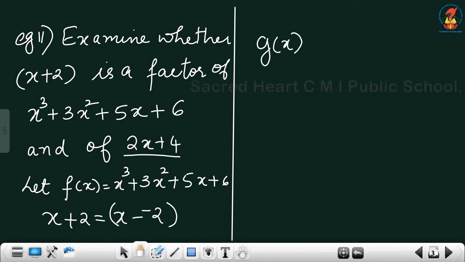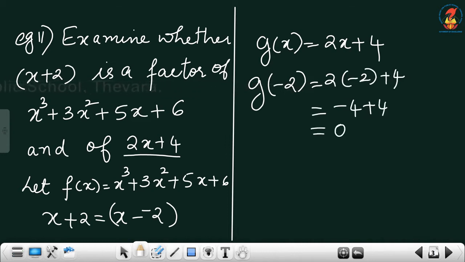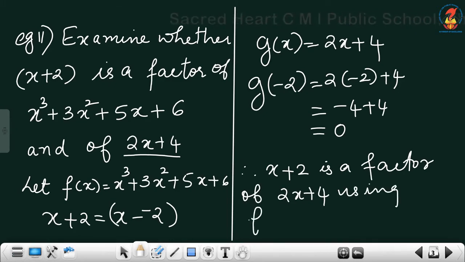Let g of x is equal to 2x plus 4. What you have to find is g of minus 2. G of minus 2 is equal to 2 into minus 2 plus 4, which is equal to minus 4 plus 4 equal to 0. So what we can say is x plus 2 is a factor of 2x plus 4 using factor theorem. Therefore, x plus 2 is a factor of 2x plus 4 using factor theorem.